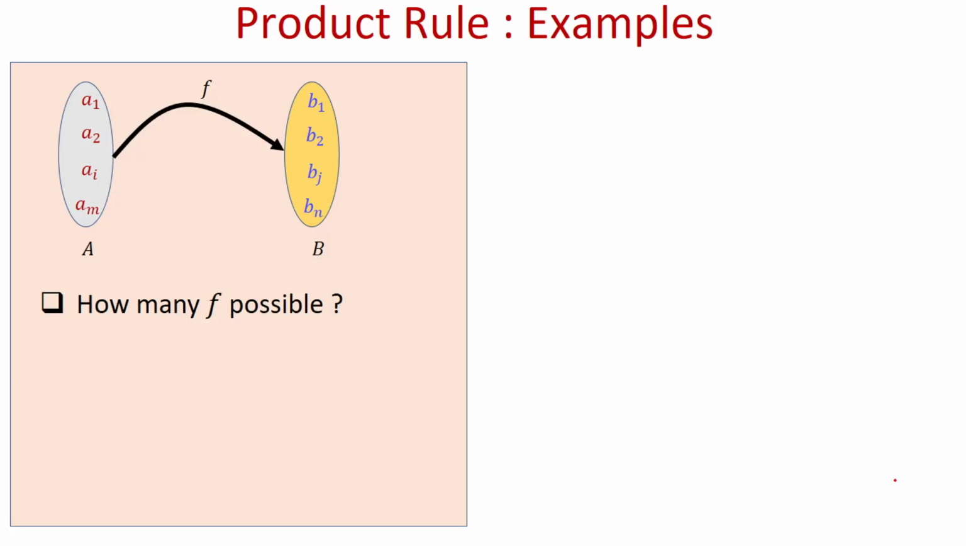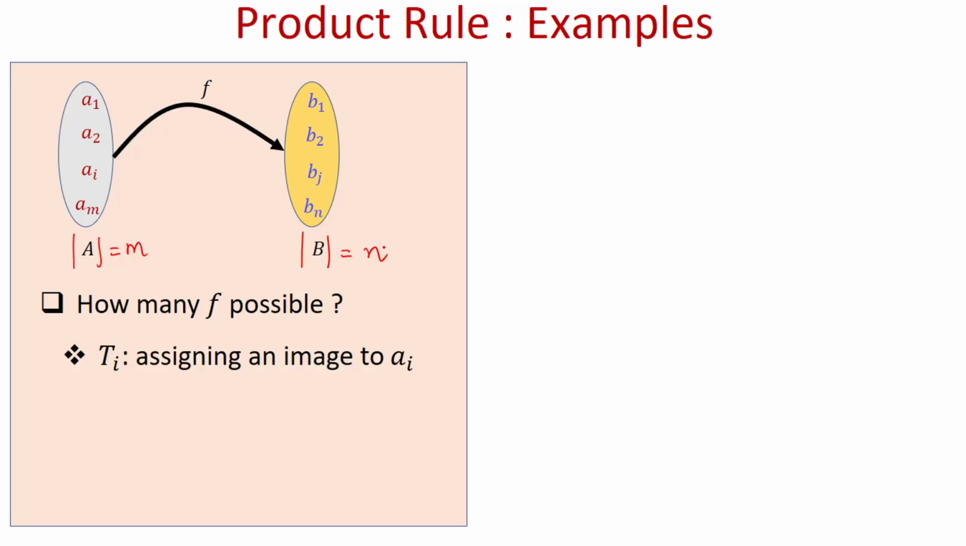So now let's see some examples of the product rule. Suppose we want to count the number of possible functions from a set A to a set B. My set A has m elements, which I am denoting as A1 to Am, and my set B has n elements, namely B1 to Bn. We have already answered this question when we discussed functions, but now let's see how exactly the product rule is applicable to solve this problem.